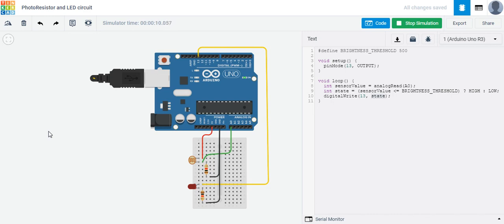Hi everyone, I'm going to demonstrate a circuit assignment given in week 2 of the Interfacing with the Arduino course. The assignment is to build a circuit that lights an LED when it is sufficiently dark in a room. Demonstrate the circuit by covering the photoresistor to simulate the darkness.